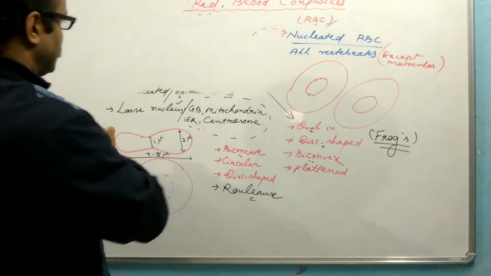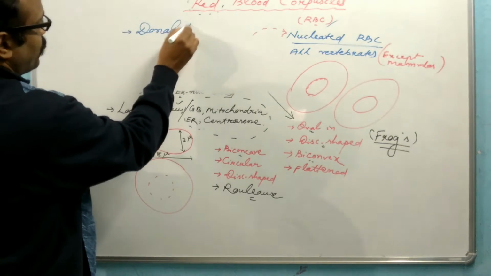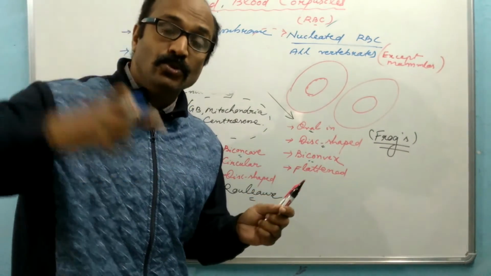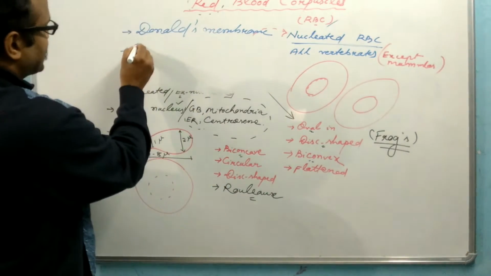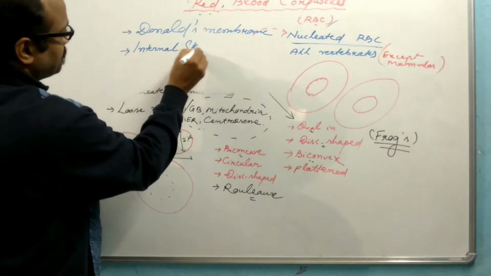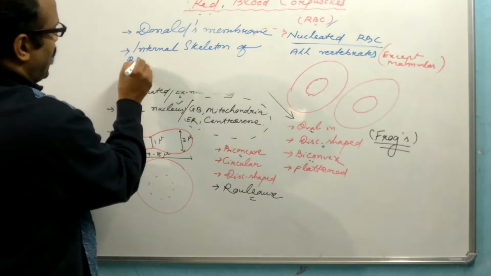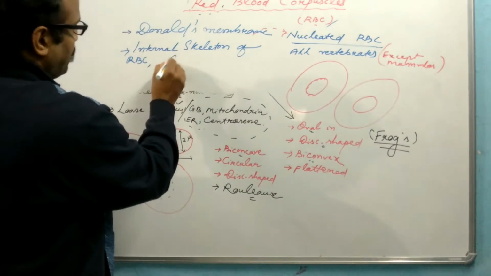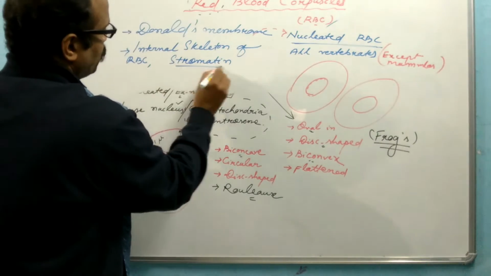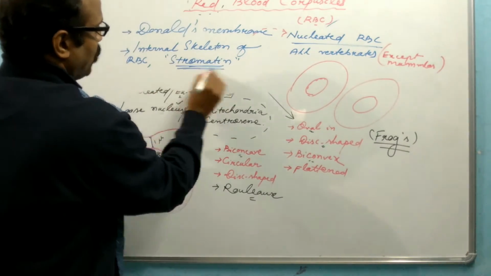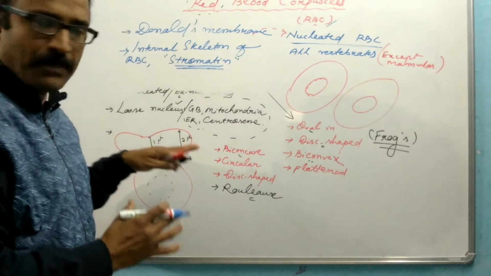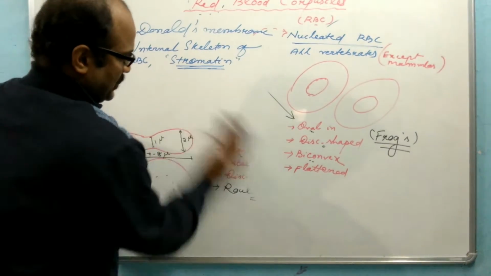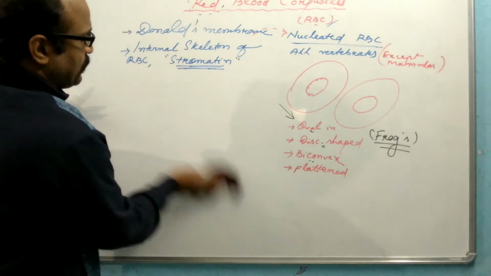The membrane of RBC is more flexible, and the membrane of RBC is known as Donnan's membrane. It is more flexible, that's why it easily passes through the capillaries, and the internal skeleton of RBC is made up of another protein known as stromatin protein, which also contains some cholesterol. Membrane is more flexible. It is red in color because of the presence of hemoglobin.